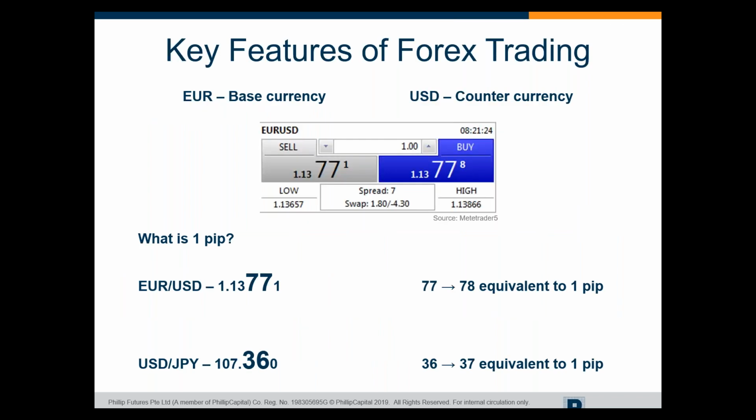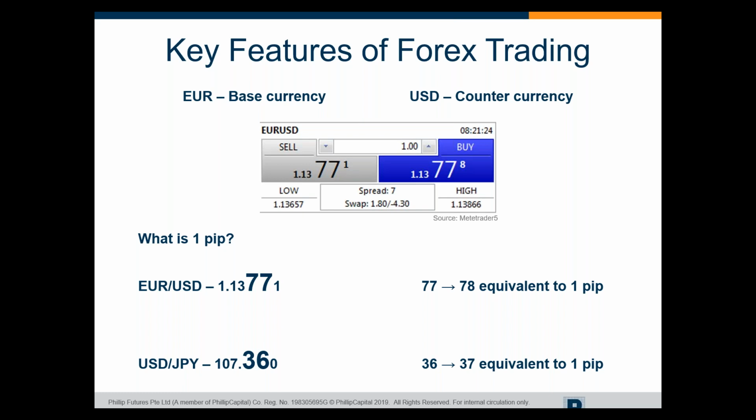So some of the key features of Forex trading. As I said, Forex is always conducted in pairs, so you always have one base currency and one counter currency. The picture that you see is a price quote extracted from our MT5 platform. For the euro dollar, you can see the spread as well as the low and high for the day. So how do you calculate one pip?